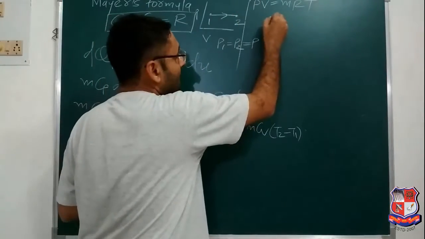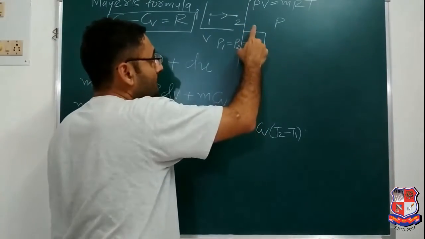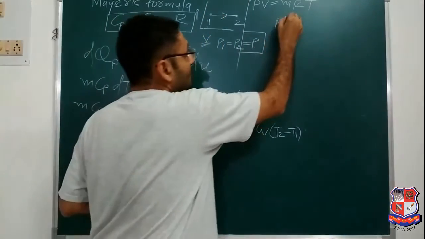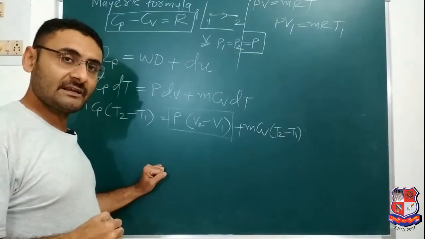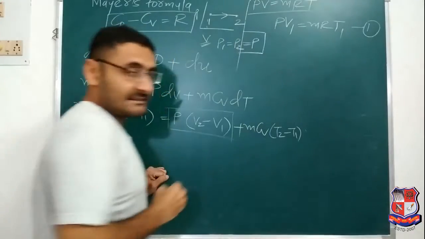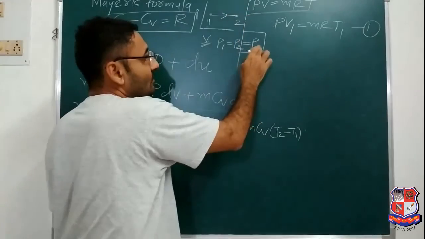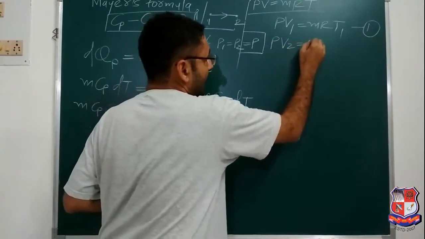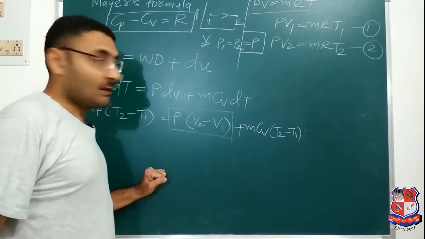So on point number 1, pressure will be P and volume will be V1. So PV1 is equal to mRT1, where m and R are constant and the temperature is the initial temperature T1. Suppose this is equation number 1. Now I apply the same ideal gas equation for the second point. For the second point, pressure is P, and some volume V2 is there. m and R are constant, and T2 is the temperature. Suppose this is equation number 2.